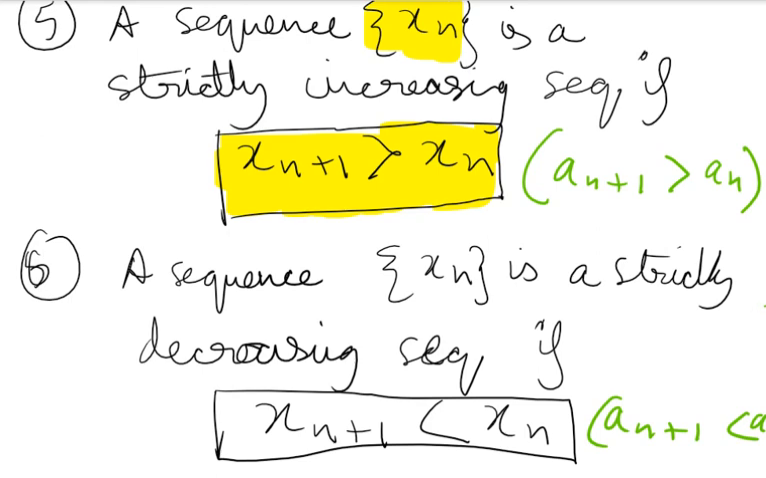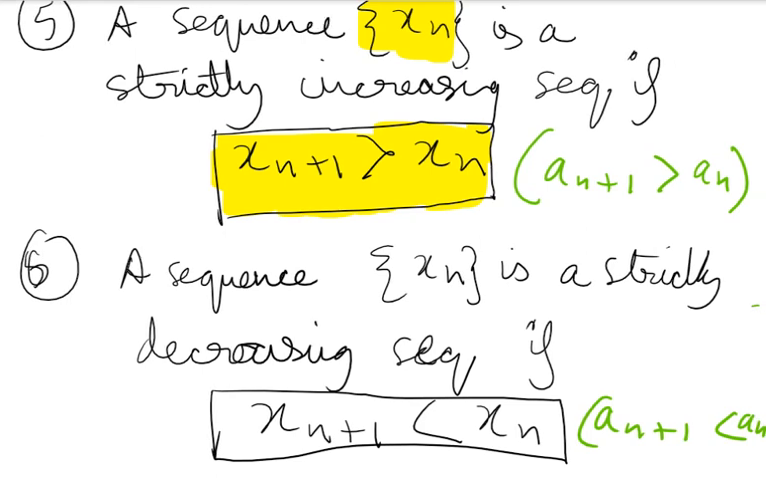Nothing difficult, nothing to worry about. So the sequence will be strictly decreasing when this will happen, and strictly increasing when this will happen.